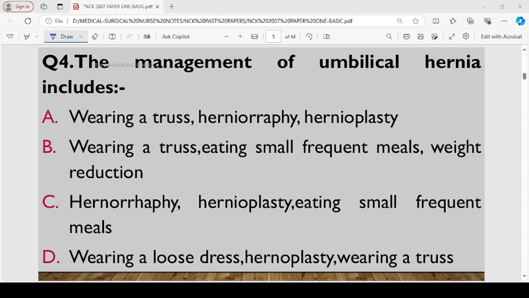Wearing a truss, eating small frequent meals, and weight reduction are also incorrect, because diet changes and weight reduction don't treat the hernia. So in this case, we expect you to have picked option A.